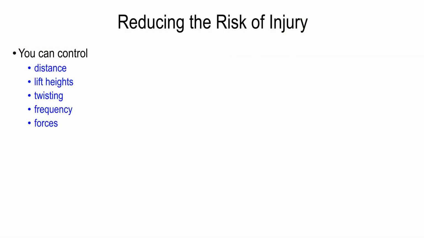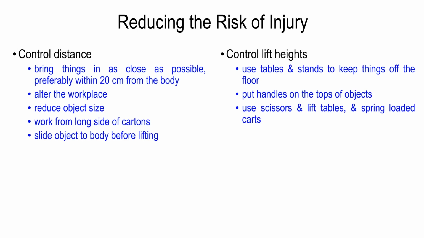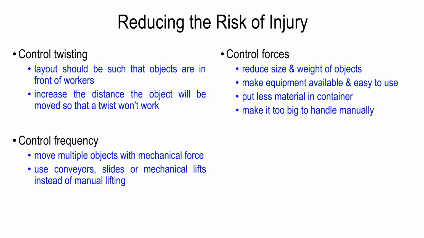To reduce the risk of injury, you can control several factors, including distance, lift heights, twisting, frequency, and forces. Control distance by keeping objects close, within 20 centimeters, and altering the workplace. Control lift heights by using tables and stands to keep objects off the floor, and providing handles on tops of objects. Control twisting by ensuring objects are in front of workers. Control frequency by using mechanical lifts instead of manual lifting. Control forces by reducing object size and weight.